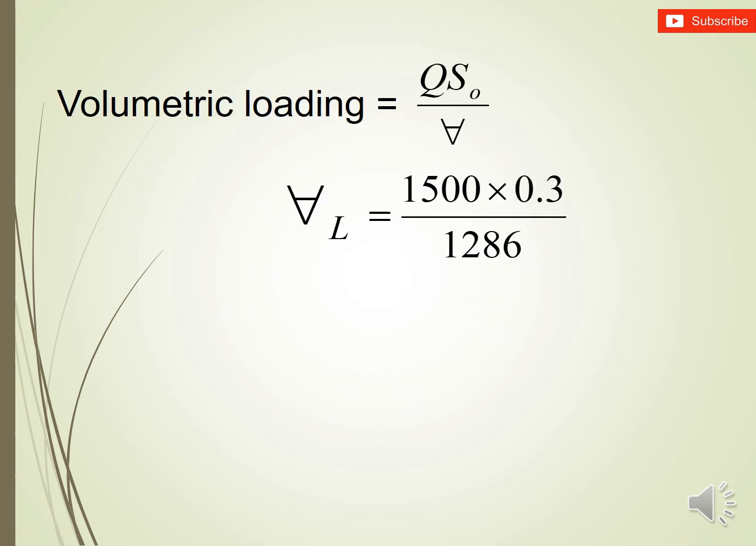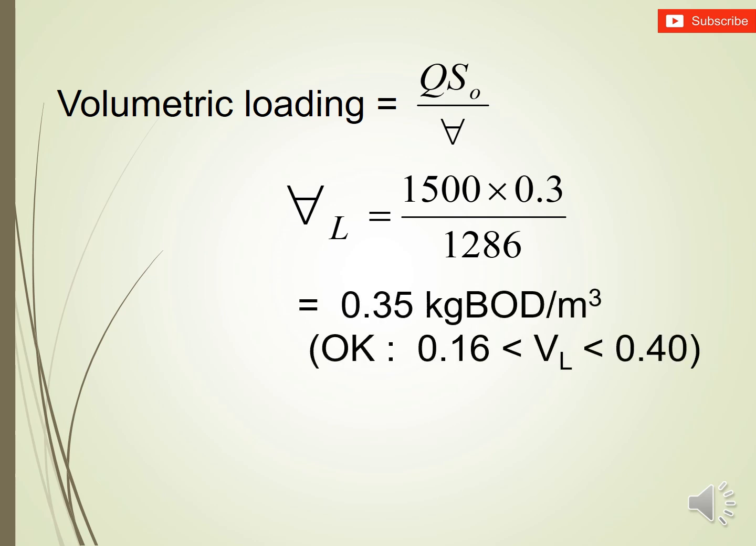Now let's check the volumetric loading. So volumetric loading equals Q times S node over V. So the result will be 0.35 kilogram BOD per meter cubic, which is okay according to the design parameters ranges for the extended aeration system.